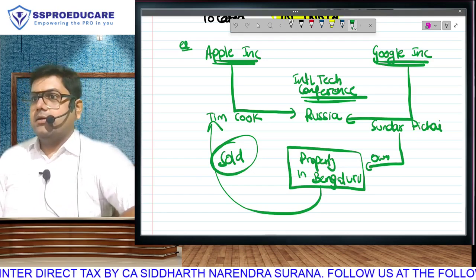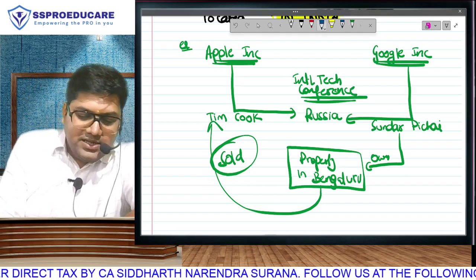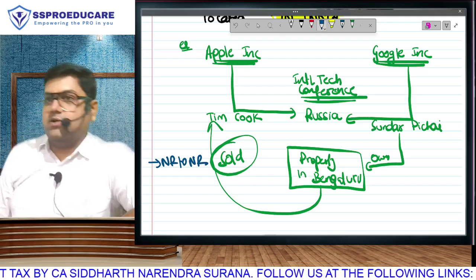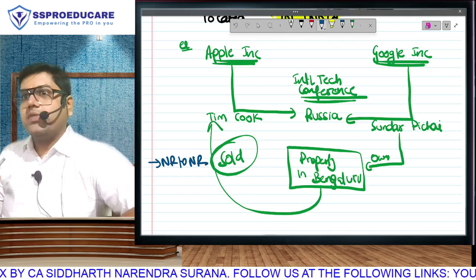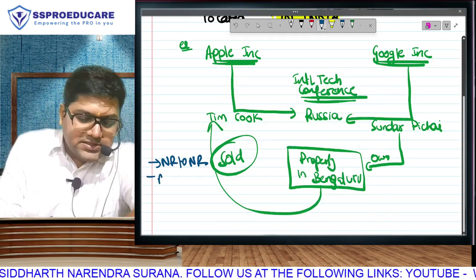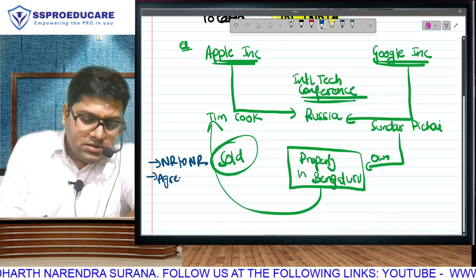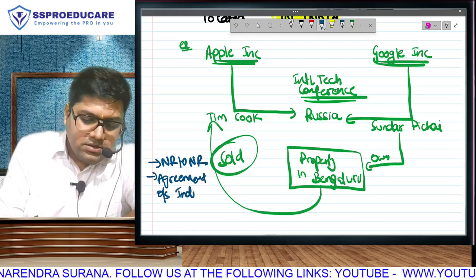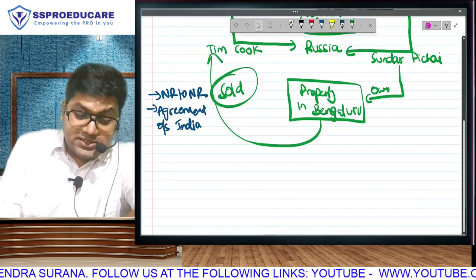Let me list down the facts of this case. One non-resident selling a property to another non-resident. Seller is Google, buyer is Apple. But NR to NR, the agreement took place outside India. Payment took place. This is very important.